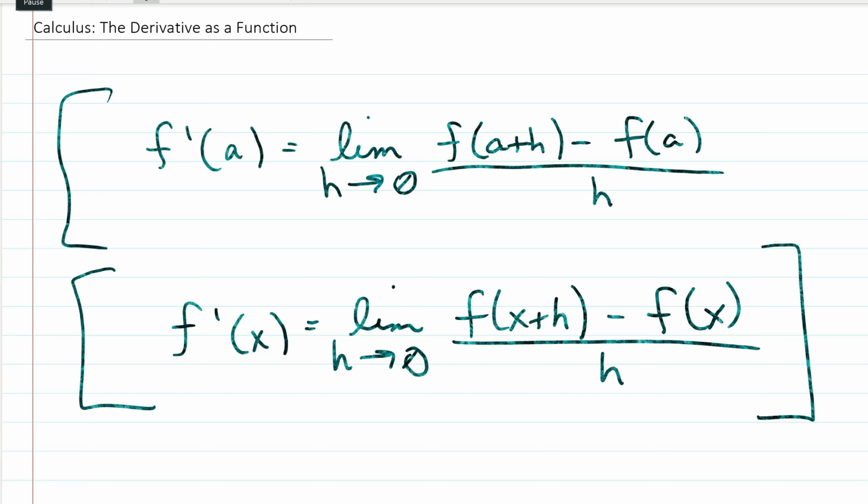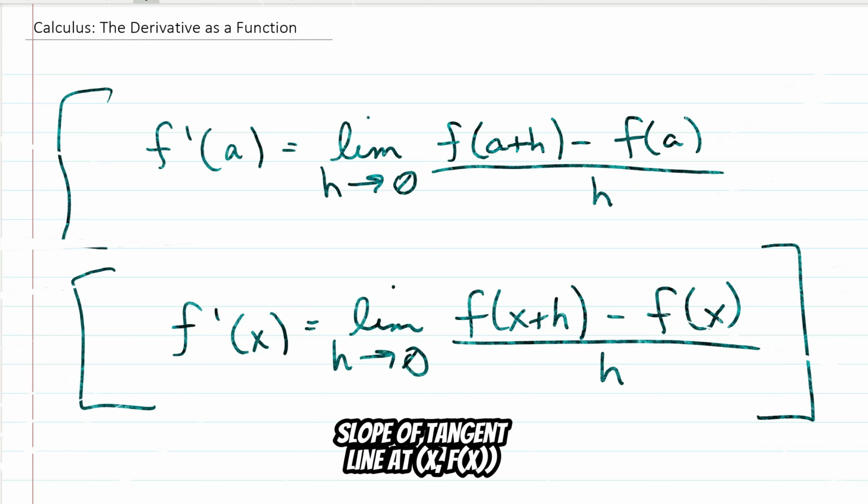We already know that f prime of x can be interpreted, in a geometrical sense, as what we've been talking about before: the slope of the tangent line to the graph of f at the point x comma f of x.